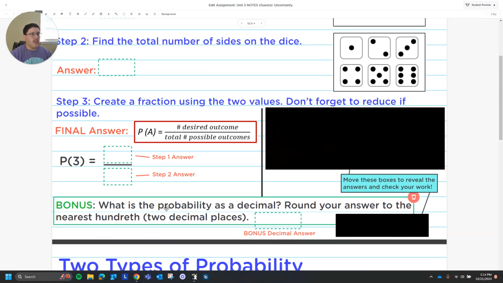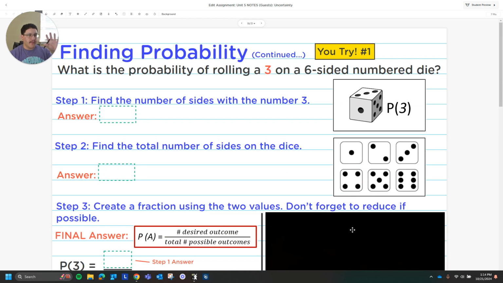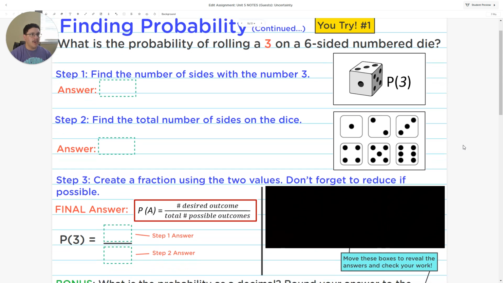Now bonus, what is the probability as a decimal? Round your answer to the nearest 100th or 2 decimal places. And then you can move these boxes if you're on ClassKick to check your work and see if you're doing everything correctly. So at this time, I would like for y'all to pause this video and try this problem on your own. Otherwise, I'm going to continue on and show y'all how to do this.